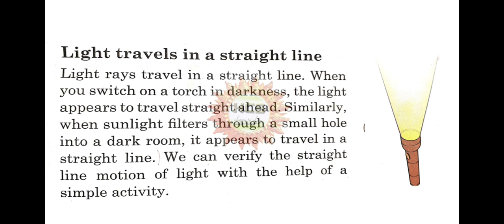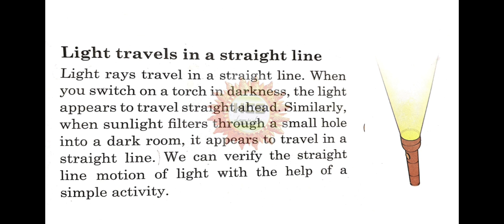Light travels in a straight line. Do you know that light travels in a straight line? Yes, light travels in a straight line. When you switch on a torch in the darkness, the light appears to travel straight ahead. Similarly, when sunlight filters through a small hole into a dark room, it appears to travel in a straight line.